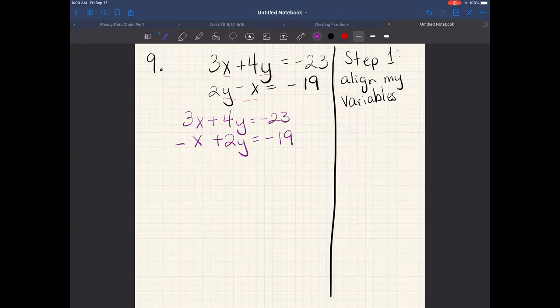Okay. Step two. In this case, we're going to solve it by elimination. So basically what we're looking for is subtracting or adding so that we can get rid of one of my variables. Which variable is going to be easier to eliminate from our equations? Y.